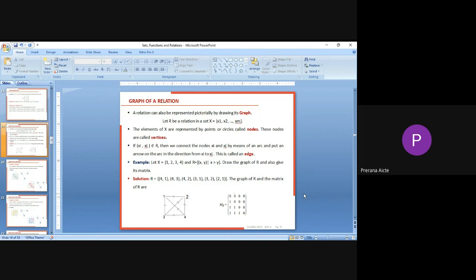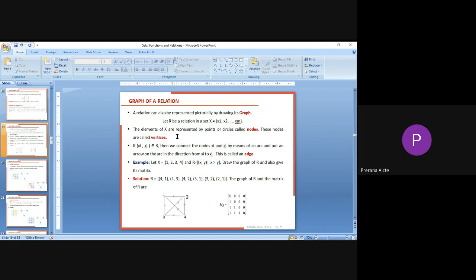Next, the graph of the relation. This is another method of representing a relation, in the form of a graph. A relation can also be represented by drawing a graph, which is called a relation graph. The elements of X are represented by points or circles called nodes. These nodes are also called vertices.